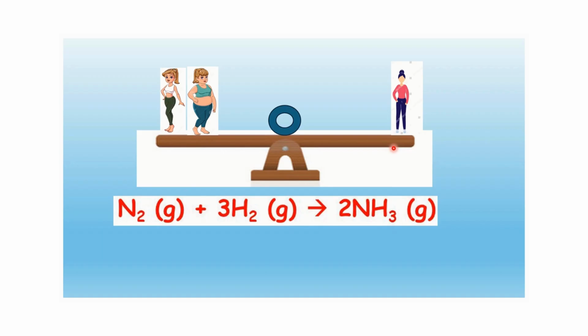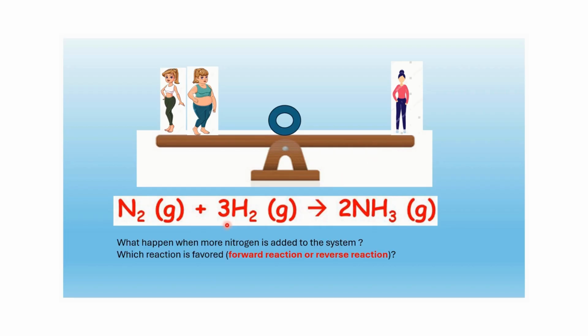Now, let's say, for argument's sake, we ask the question: what will happen? We're about to disturb equilibrium now. What happens when more nitrogen is added to the system? Now, look at it. Which reaction is favored, reverse or forward? Look at it in this way. If we add nitrogen, remember it's N2, represented by this lady. Ask yourself, what will happen if more on this lady has been increased?